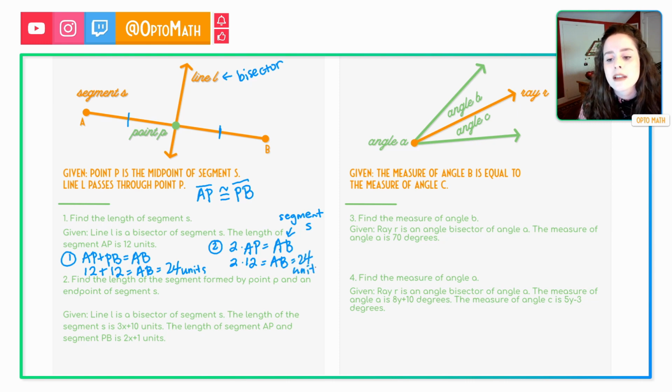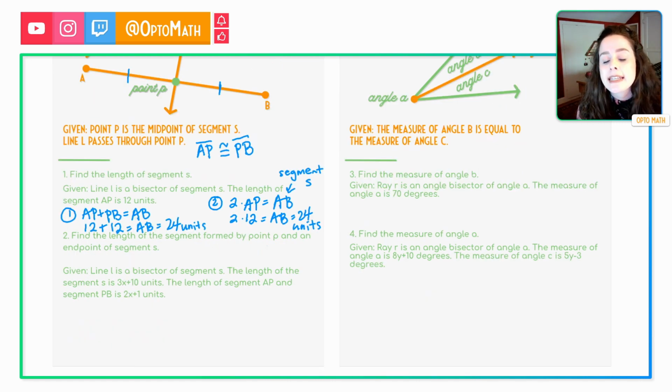So we have the same answer for two different methods, which we should because it's the same problem, same length we're trying to find. So same answer, but just two different ways to think about it. Either the segment addition, where we know that the other segment, PB, is equivalent to AP, or we're doubling that bisected segment, the piece that is half the length of the entire segment length.